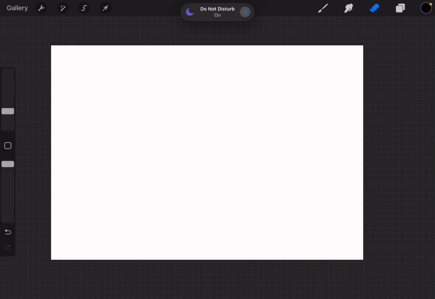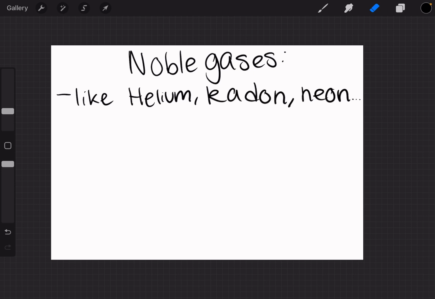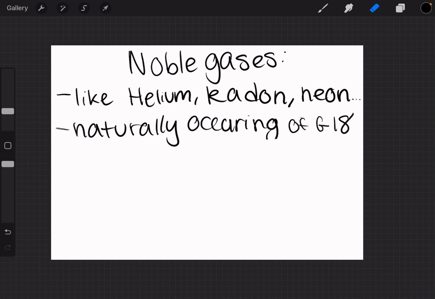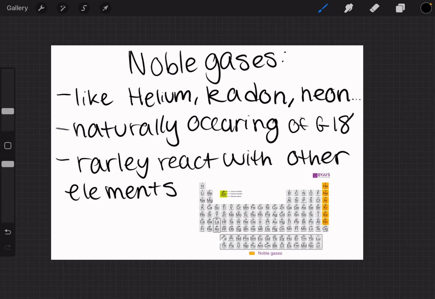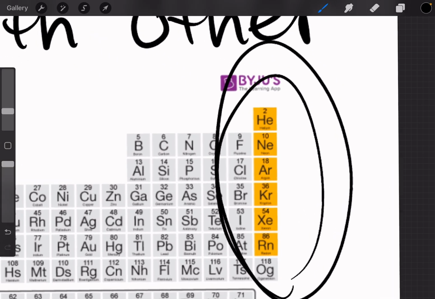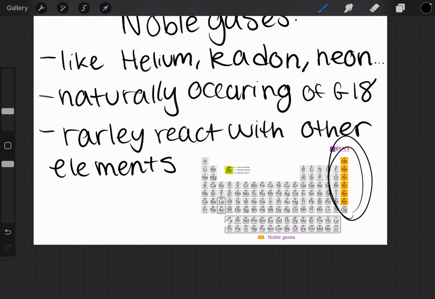Last but not least, for all the different parts of the periodic table, we have noble gases, which are like helium, radon, neon, etc. Noble gases are naturally occurring elements of group 18, and they rarely react with other elements. And here's where they're located on the periodic table, all the way on this right-hand side. Those are all your noble gases. So helium, neon, argon, krypton, xenon, and radon are noble gases.